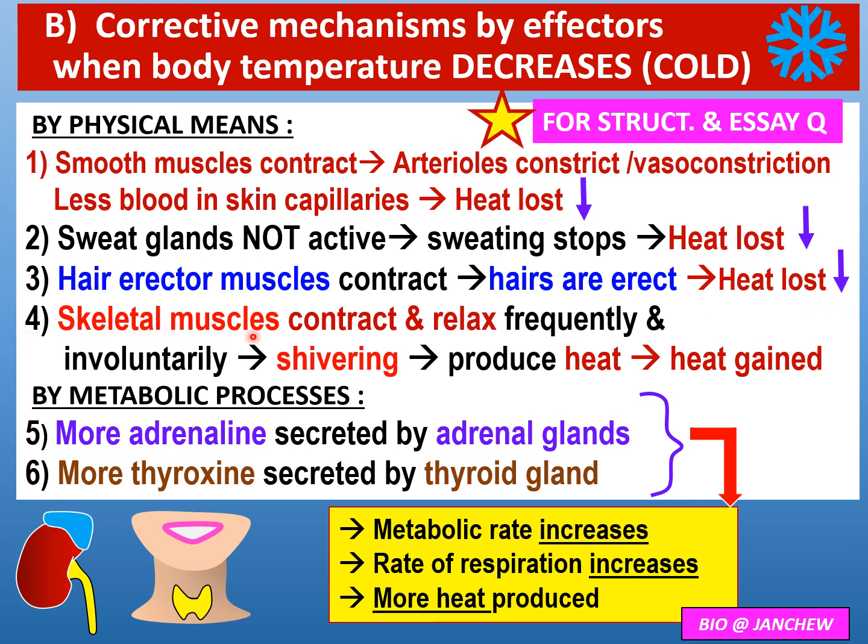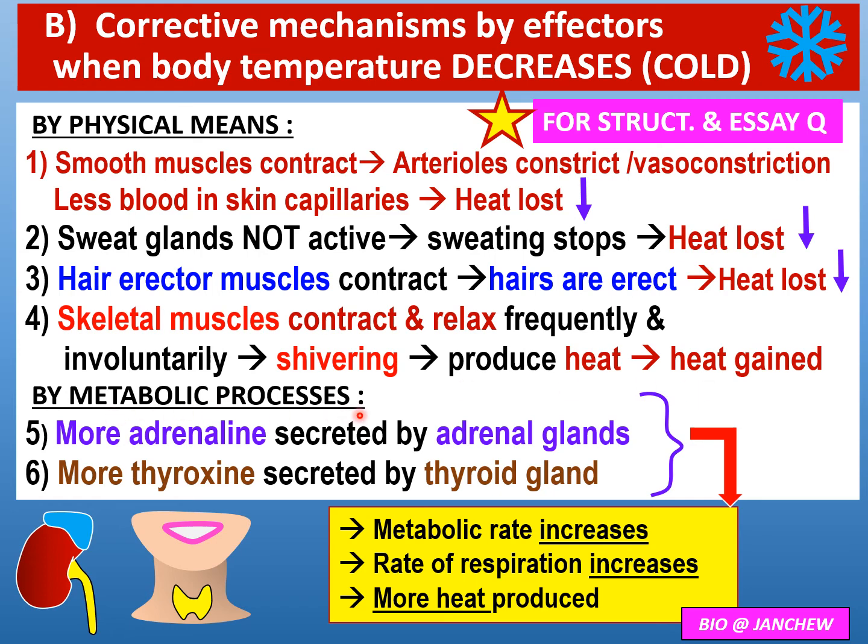Number 4, skeletal muscles will contract and relax frequently and involuntarily. That means it cannot be controlled by the conscious will. This produces the action called shivering. In Malay, we call it menggigil, and in Chinese, it is fakto. So this will produce heat when the skeletal muscles contract. Heat is produced, so the body will gain some heat to increase the body temperature.